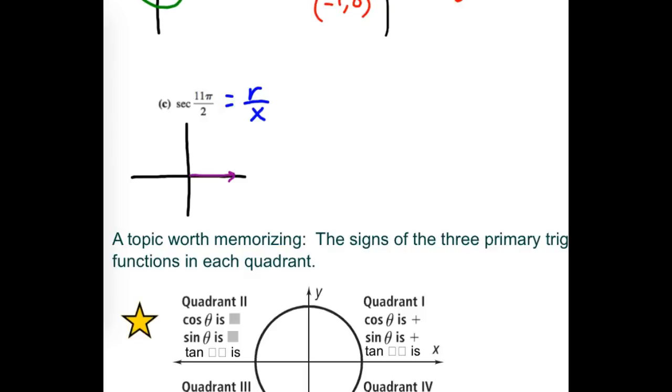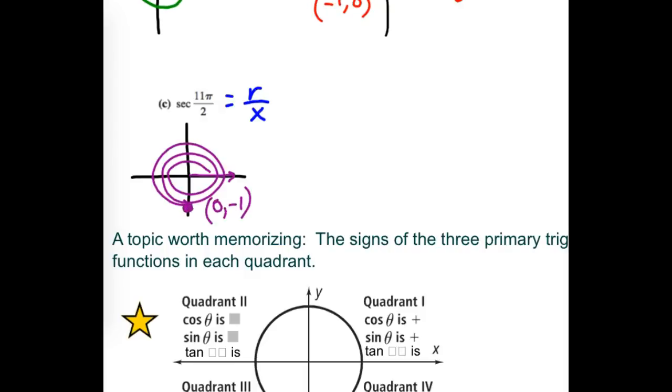5.5 as a mixed number, right? So we want 5 full pies plus an extra half a pi. Okay, so here's 1 pi, 2 pi, 3 pi, 4 pi, 5 pi plus an extra half. Yes? We should be landing on the negative y-axis. So what would the coordinates be of a point down here?